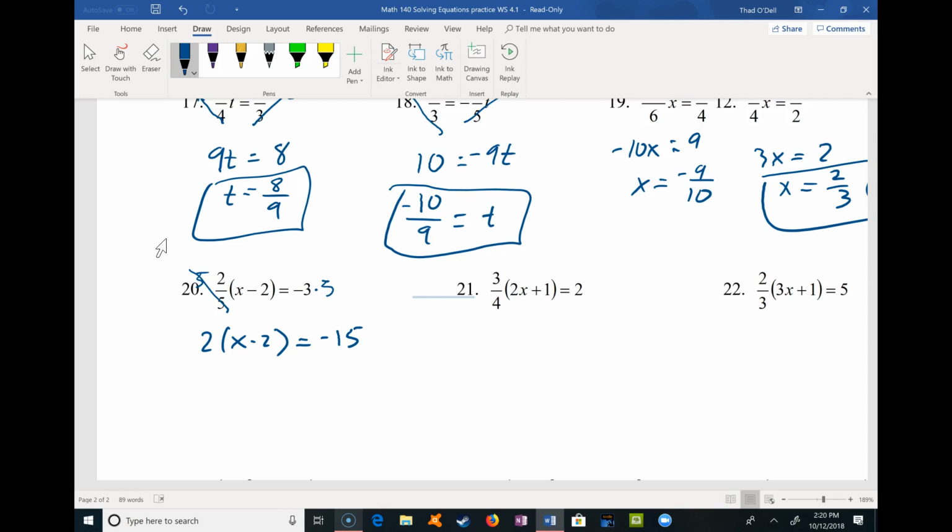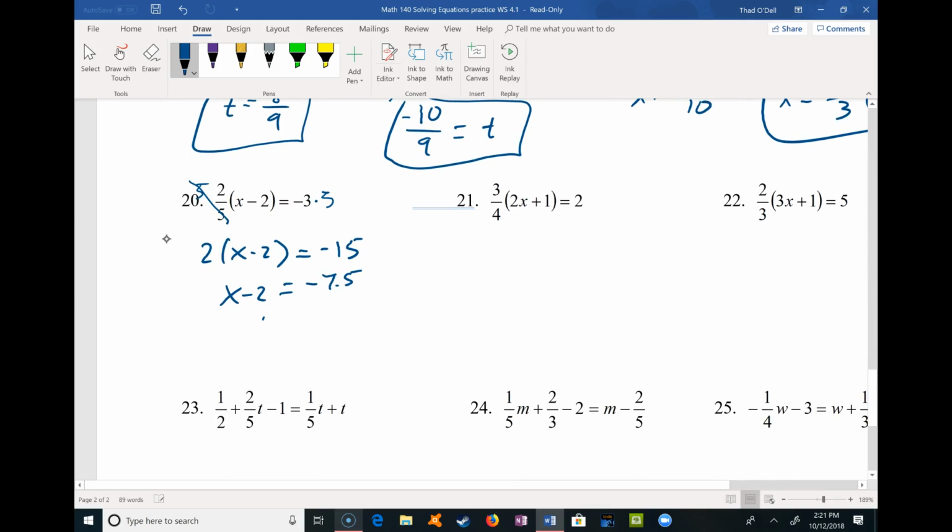Now, I should pause for a minute. You can go two ways here. You could divide by 2 right now and then add 2 to both sides, or you could distribute the 2, in other words, simplify this side and then go from there. Since I haven't done one of these yet, I'm just going to divide by 2 right now. So that goes x minus 2 is equal to negative 7.5. Then I could add 2 to both sides, and that would be x equals negative 5.5.